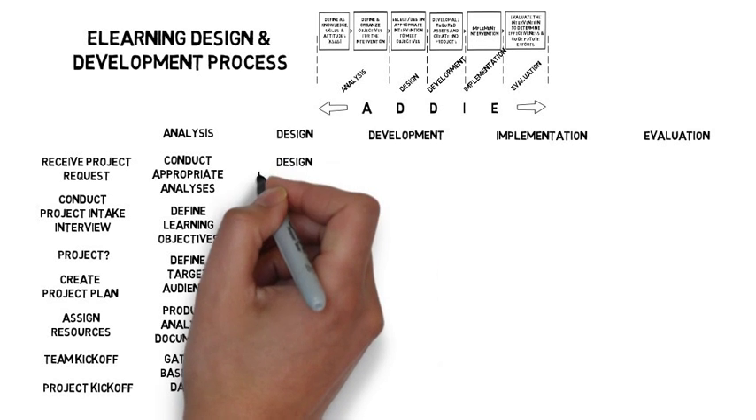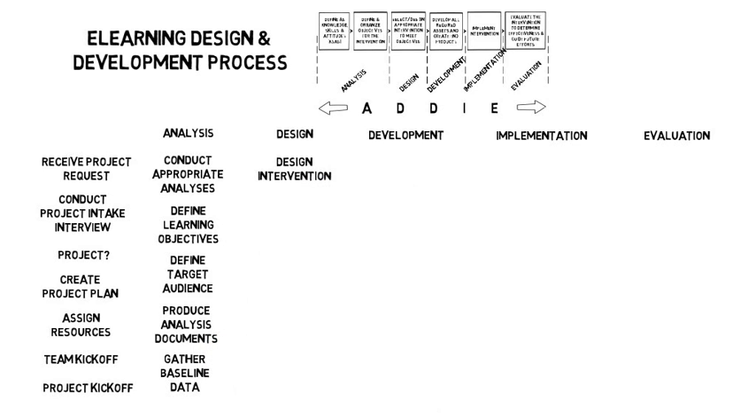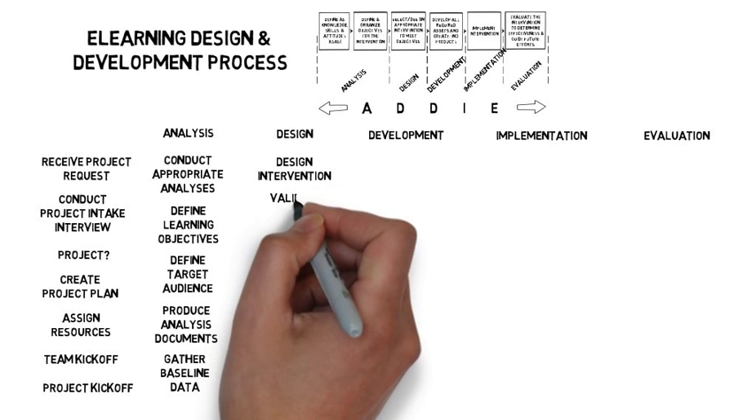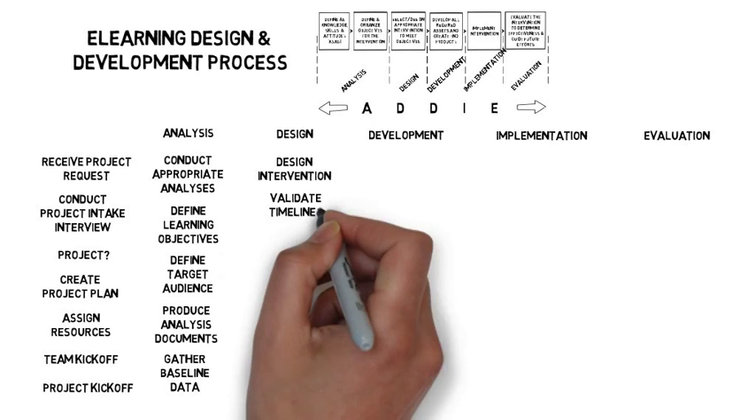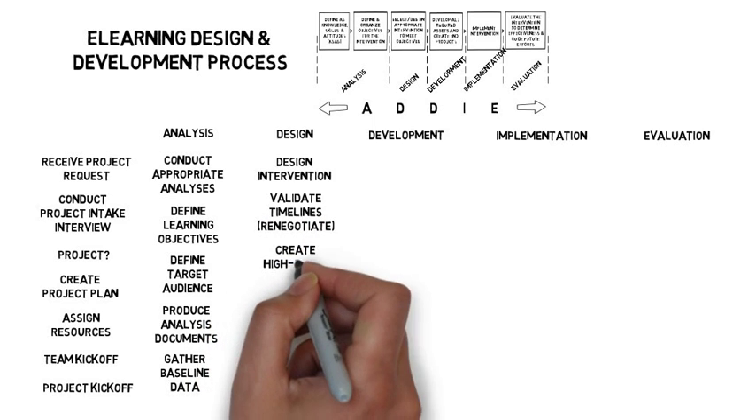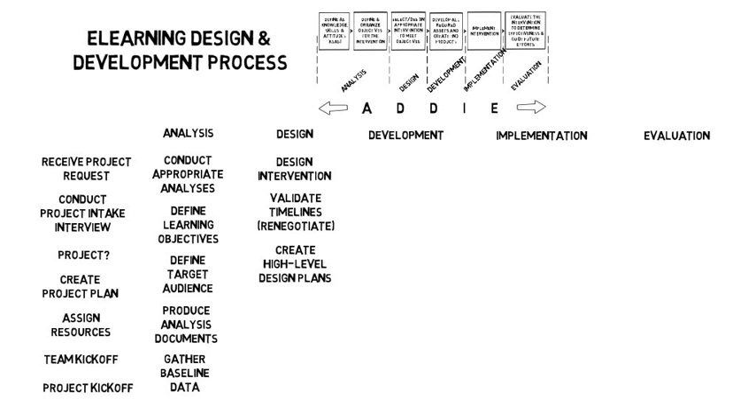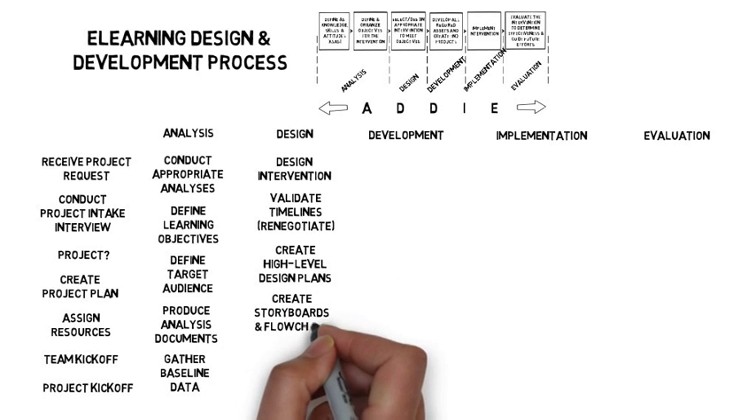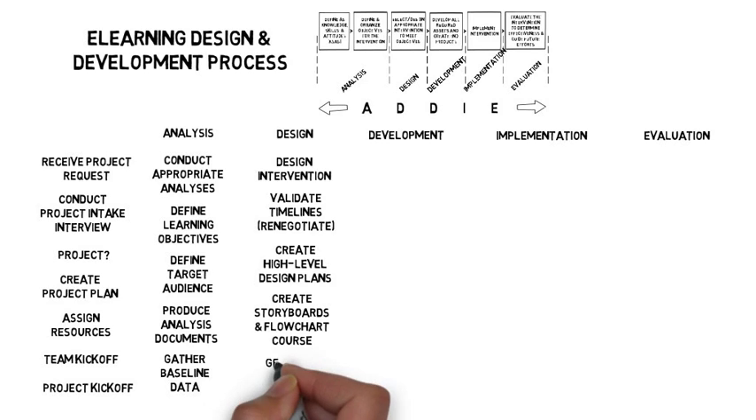You will design the complete intervention at a high level. At this point, validate your timelines and assumptions. You may need to renegotiate with the client if necessary. At this point, you can create high-level design plans, create your storyboards, and flowchart your course. The final step of design is to generate shot lists, scripts, and graphic requests. Now you have a complete picture of all the elements that need to be developed for your course.